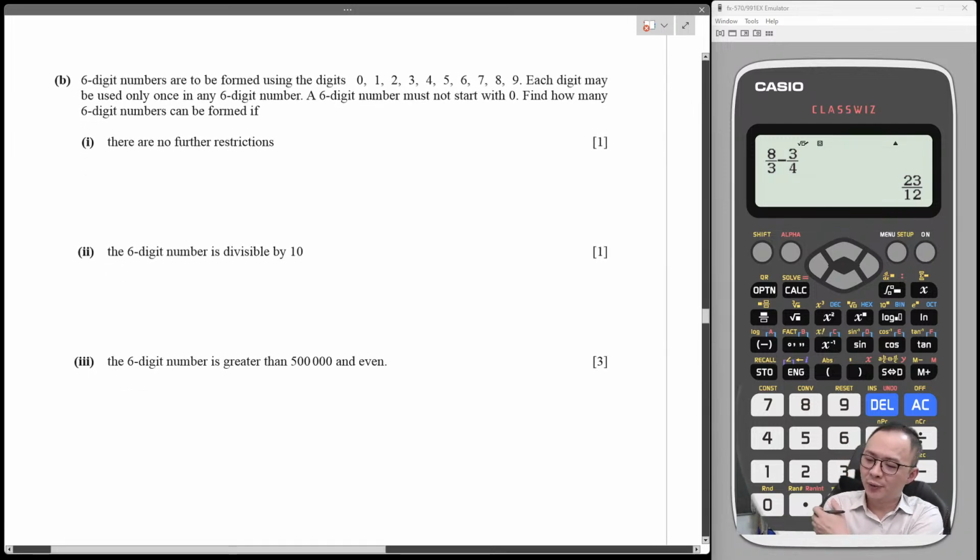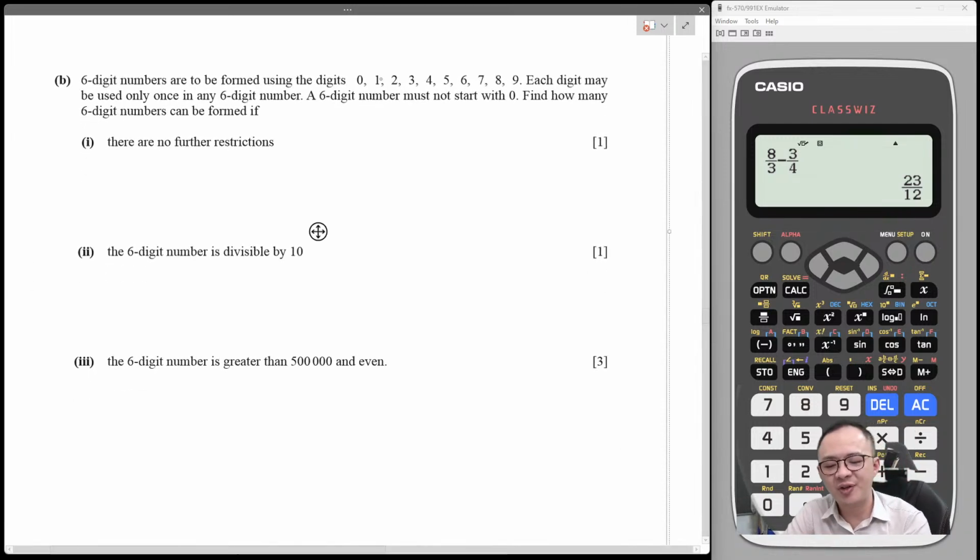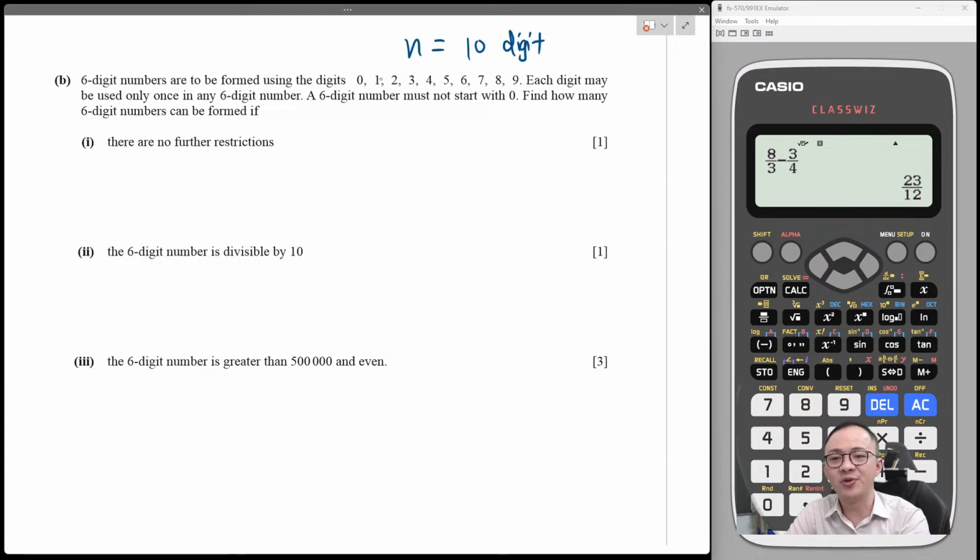Okay, so yeah, we have 0 to 9. So here we have a total of 10 digits, so n will be equal to 10. Oh, Singapore is variant 3. Okay, maybe for different countries.